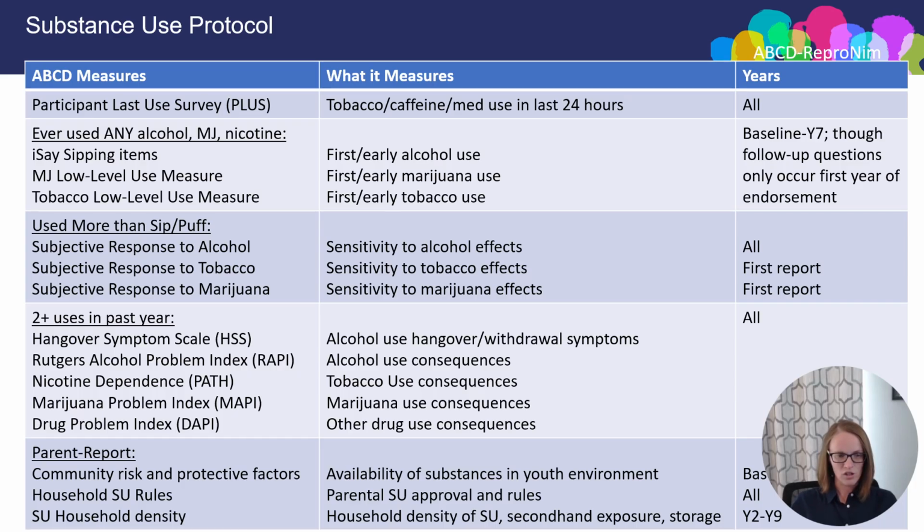Parents also fill out questionnaires answering about their youth substance use habits, as well as their access to substances and rules around substances. So the community risk and protective factors talks about the availability of substances in the youth environment. There's also the household rules, where parents will say how much they approve of or discipline for substance use. And then there's the substance use household density measure, which talks about how many people in the household are using substances. It talks about secondhand exposure, and it talks about what kind of storage each type of drug receives. So is there a liquor cabinet? Is it locked? Can the teen or teenager access it on their own? Those types of things.